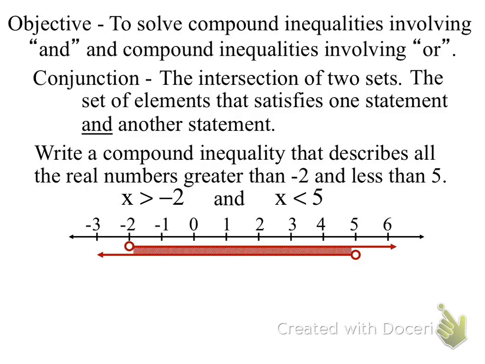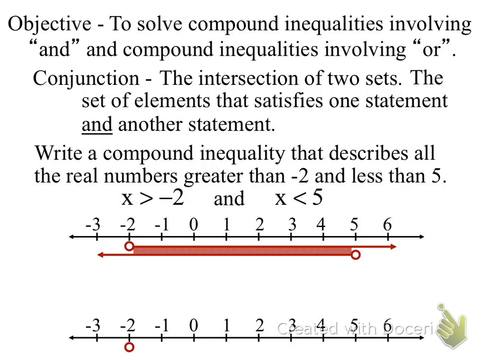So that's what your line is going to look like. It starts at -2. It goes up to 5, but not including 5. That's why we have the open circle, because it's less than and greater than, but not including those two numbers. And we draw one line. This bottom line is the way I want you to draw your conjunctions.